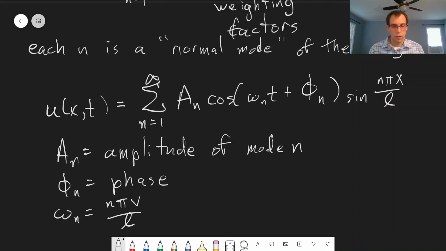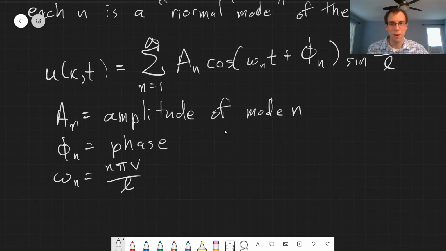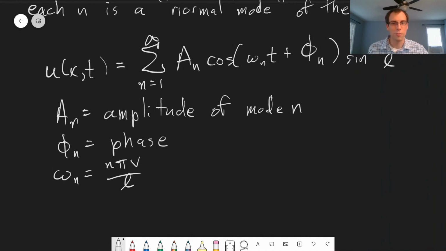And so in the next video, we'll take a look at what these solutions look like and how they change with time. I think this is the most fun part of this, looking at, we got this math, but what does it actually tell us about a vibrating string?